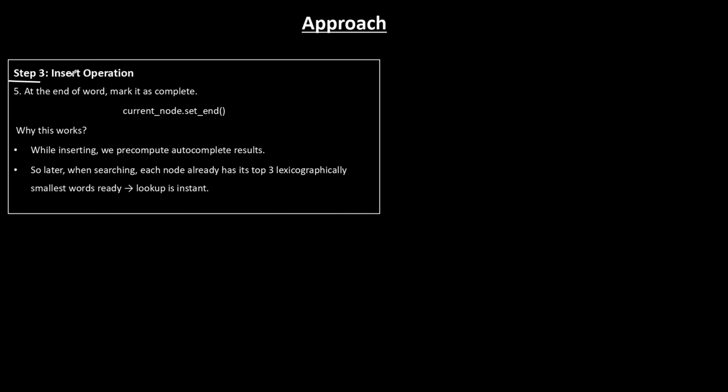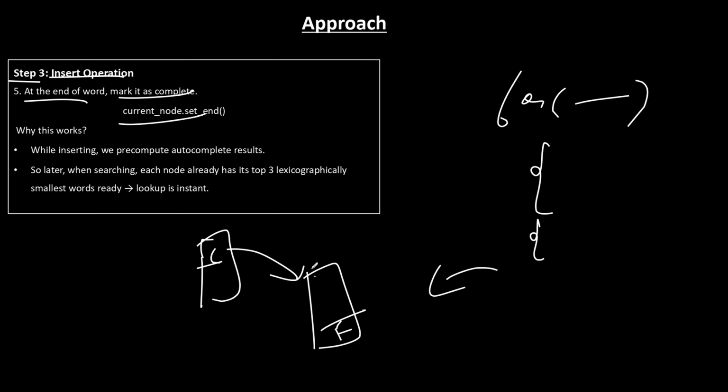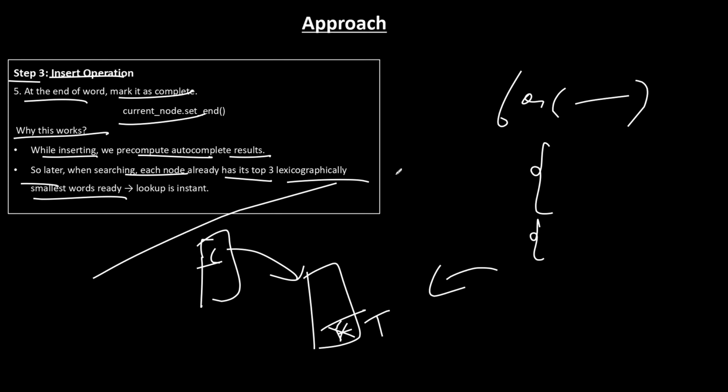Now continuing the step 3 insert operation, at the end of the word we mark it as complete. Now the for loop is done, all the functions and if cases are done. After coming out, we are standing at the last node having this as false. Suppose this is a character here, C pointing here, so this is the last word. So current node dot set, this will set it as true. Okay. Why does this work? While inserting, we pre-compute autocomplete results. So later, when searching, each node already has its top 3 lexicographically smallest words ready. So lookup is instant. Got it?